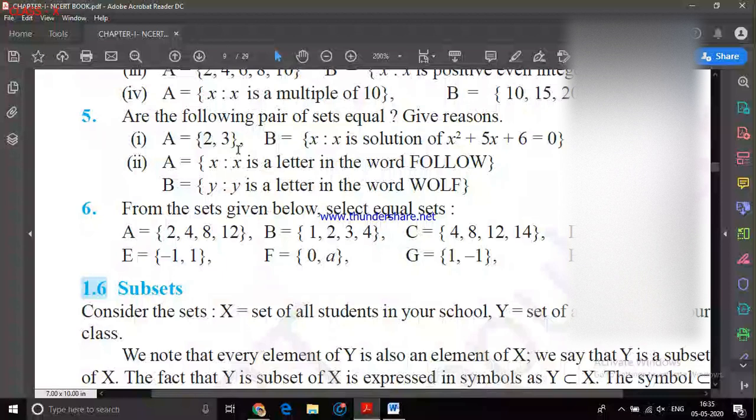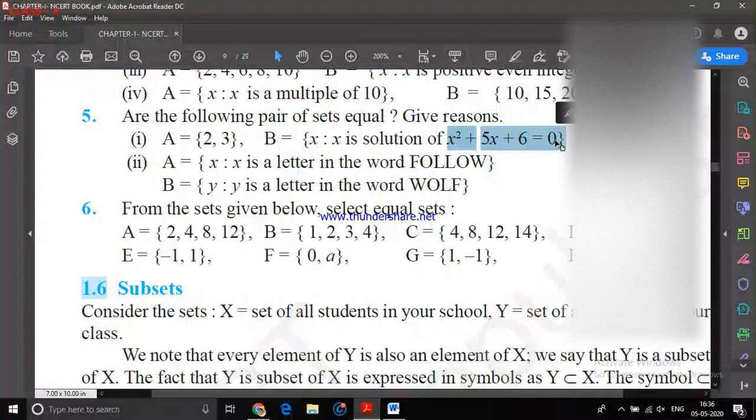A equals 2, 3. And set B is x such that x is the solution of x squared plus 5x plus 6 equals 0. You already learned how to use splitting the middle term for quadratic equations in class 10. So what could be the answer of this one? If I solve this equation, my x values will come -2, -3. If you solve set B, your x values will be -2, -3. But here set A is +2, +3, so hence they are not equal.